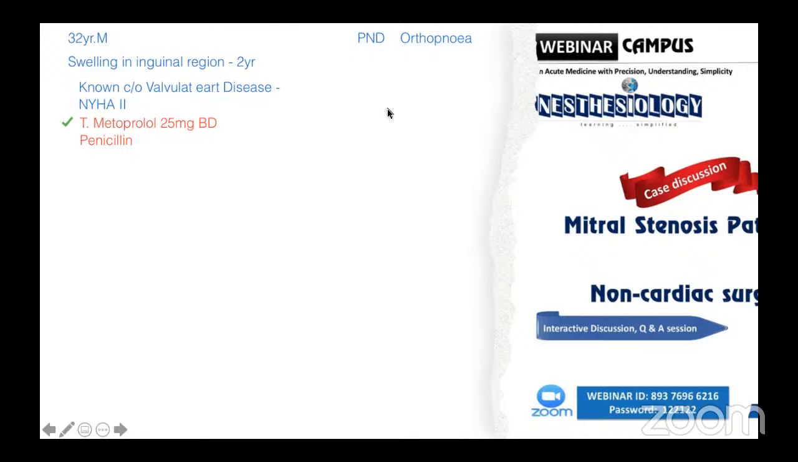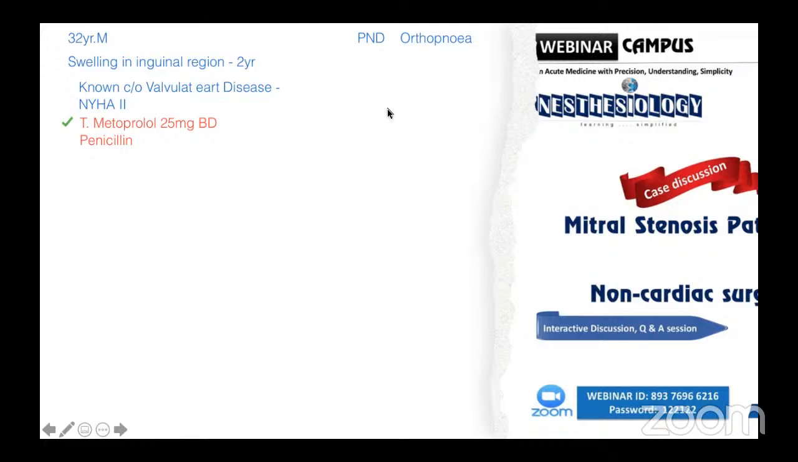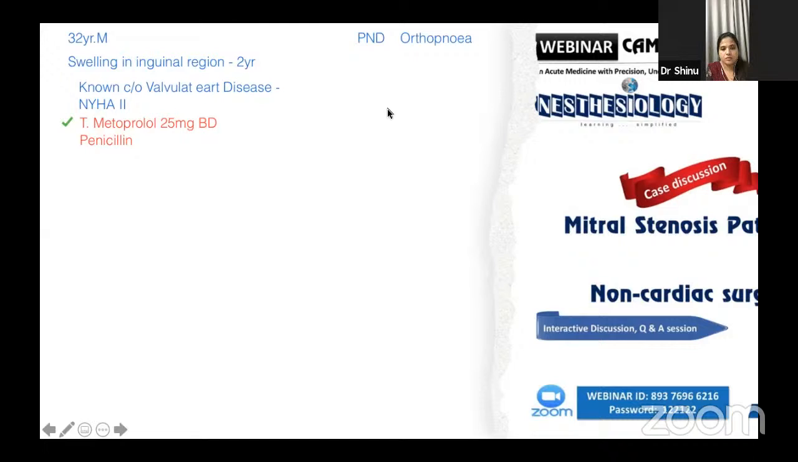Can you give it to a patient with bronchial asthma as well? It is contraindicated in bronchial asthma, ma'am, so beta blockers are not given in patients with bronchial asthma. You have to be careful about metoprolol. Propranolol is contraindicated; for metoprolol, you have to be a bit careful.